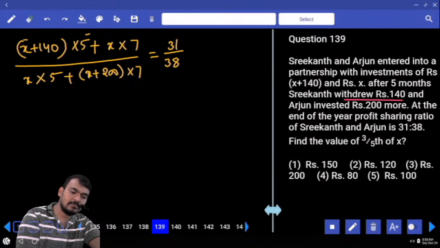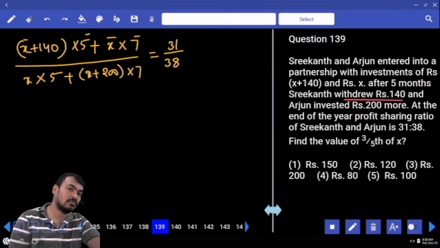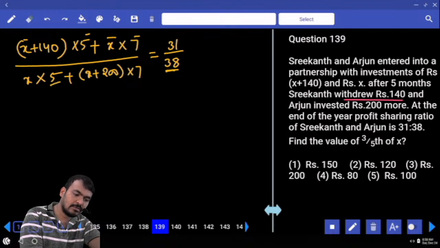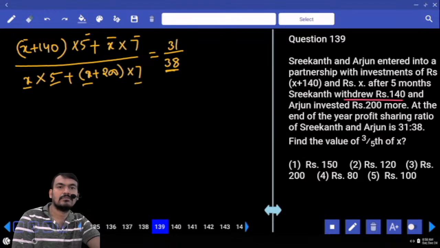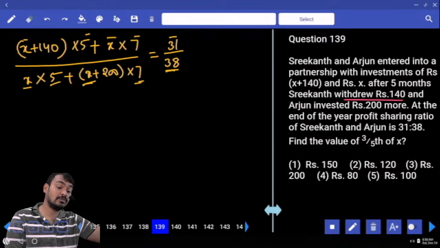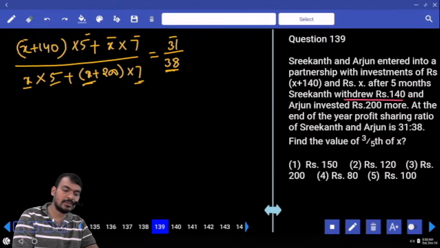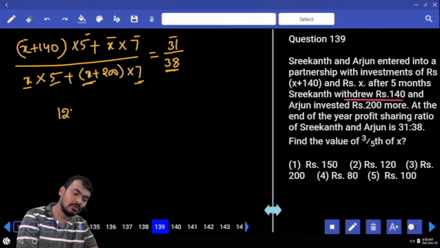5 into X, 5x. 7 into X, 7x. Total 12x, into 38. 12x into 38. Next, denominator 5x and 7x, 5x plus 7x is 12x, into 31. One is 12x into 38, another one 12x into 31. The difference is 12x into 7, or not?